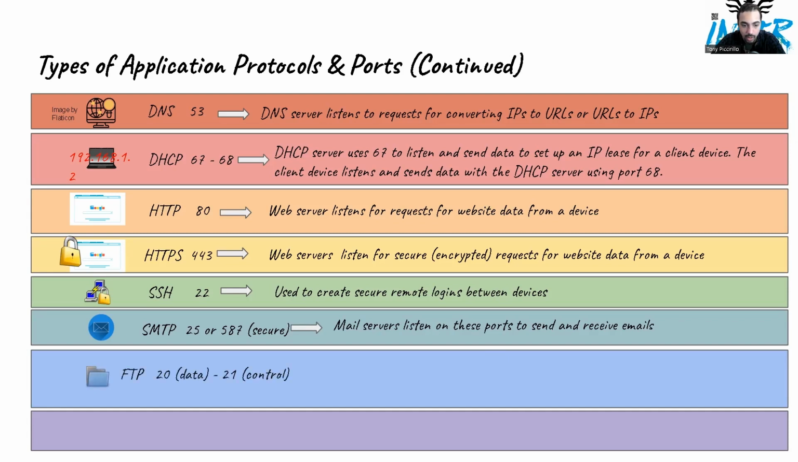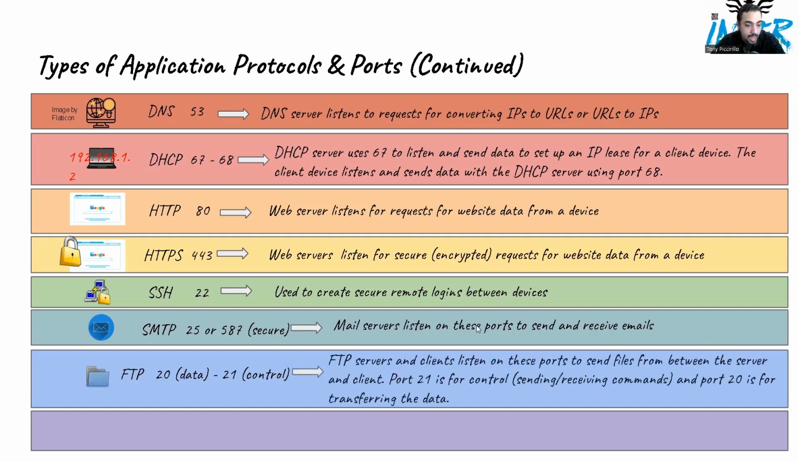FTP, or File Transfer Protocol, is used to send files back and forth between computers. Port 21 is the main port used by the client, or the computer you're sending from, to communicate with the server, or the computer you're sending files to. Port 20 is then used by the client and server to actually do the data transfer. SFTP, or Secure Shell File Transfer Protocol, is a secure version of FTP that uses an SSH connection to encrypt the data being transferred. Because it uses an SSH connection, SFTP only needs port 22.